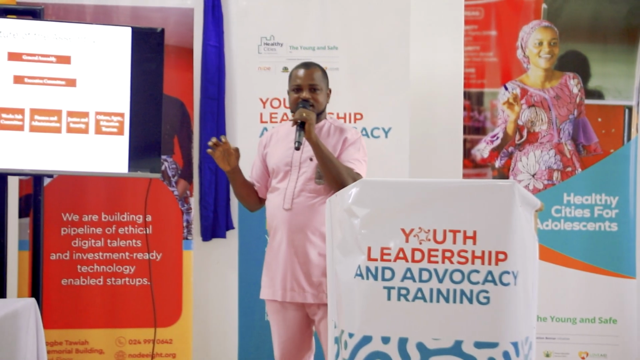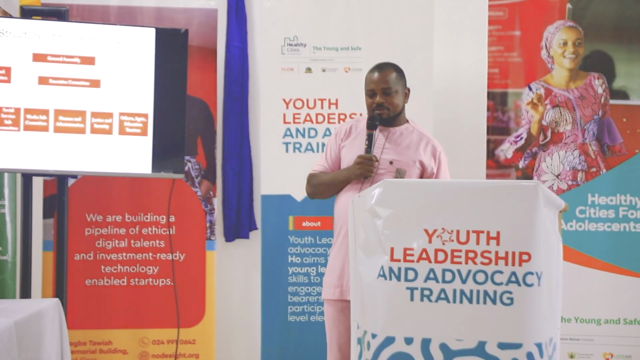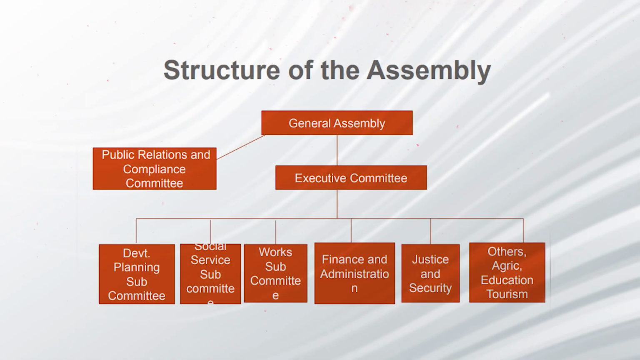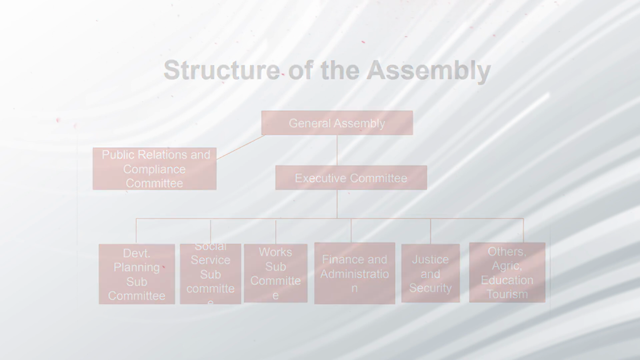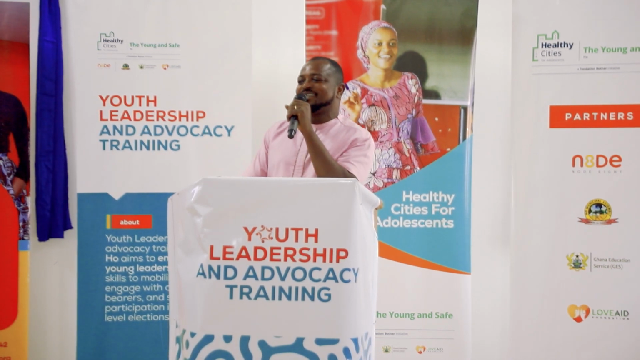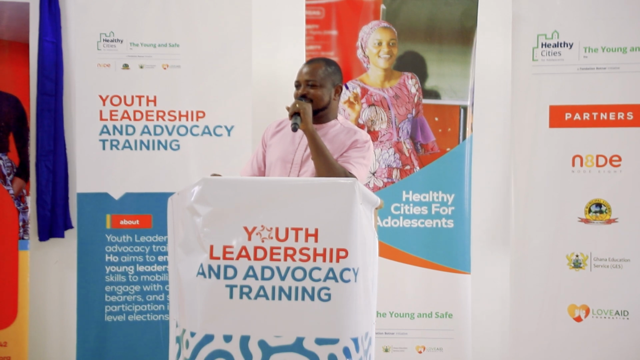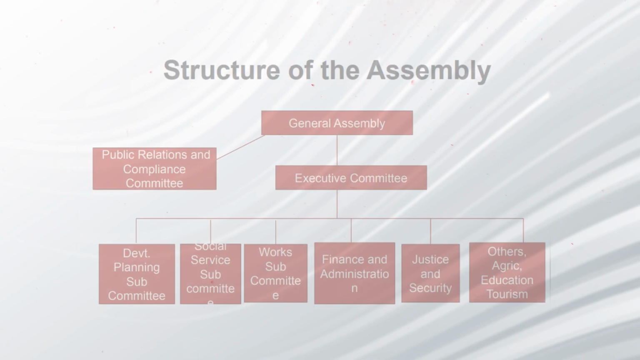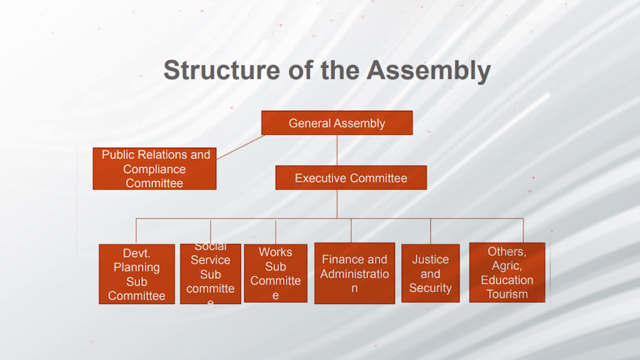So we come to the structure of the assembly. What is the assembly? What constitutes the assembly? Let me call on you. Assembly, hello? Any ideas? We have the elected assembly members, the parliamentary member, youth representatives, appointed by the government, then chiefs. That's a nice one.